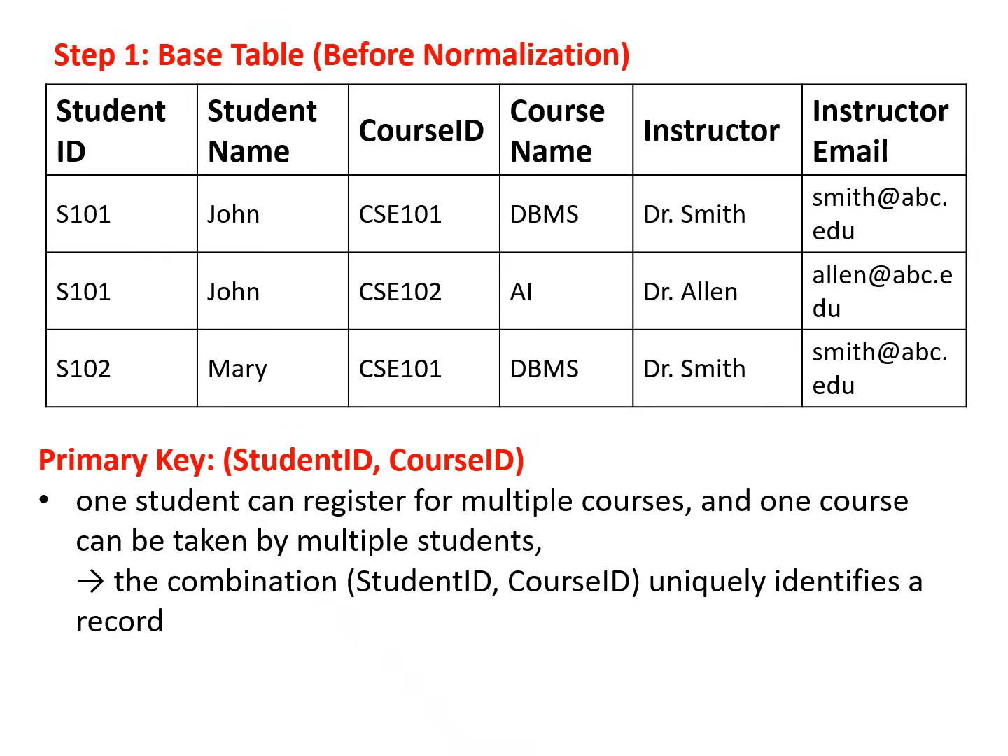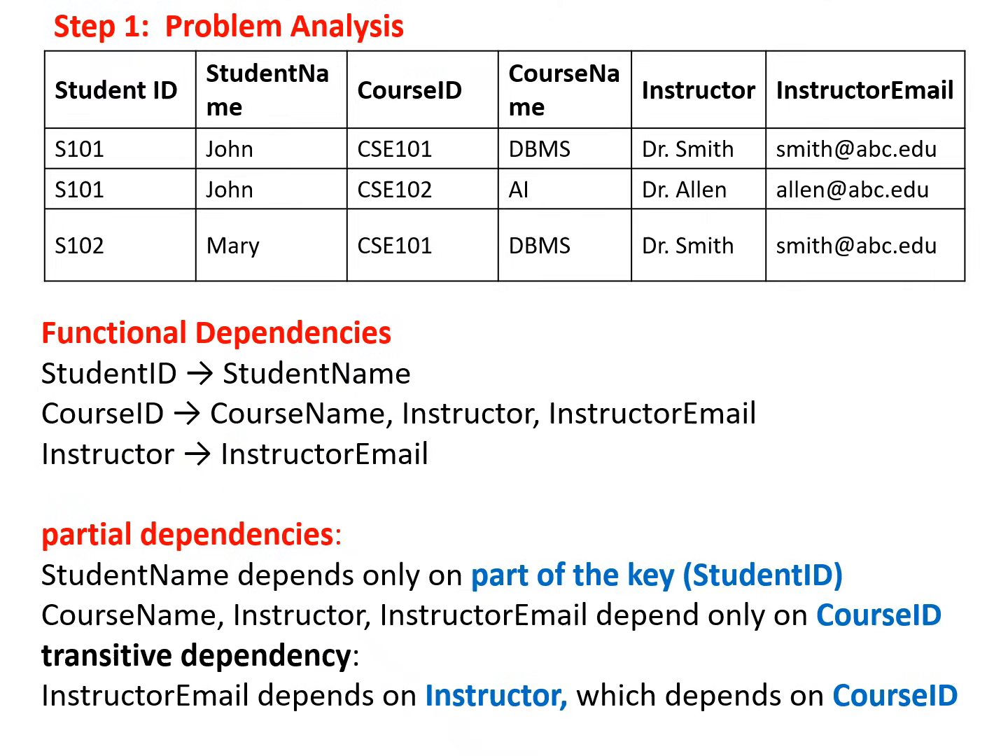So this is the base table, before normalization. One student can register for multiple courses and one course can be taken by multiple students. So the combination of both student ID and course ID uniquely identifies a record. What is the problem behind this? The functional dependencies are: student ID belongs to student name, course ID belongs to course name, instructor, and then instructor belongs to instructor email.